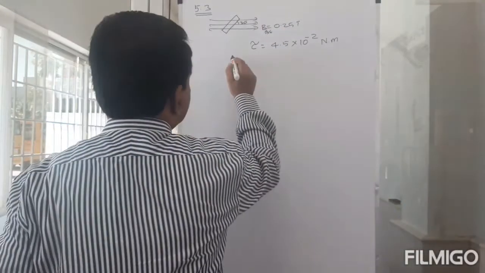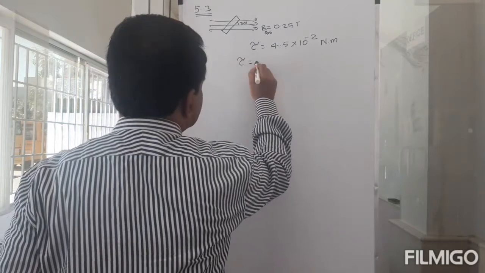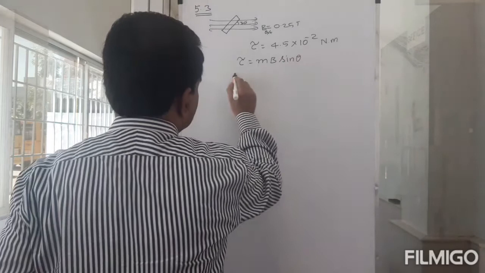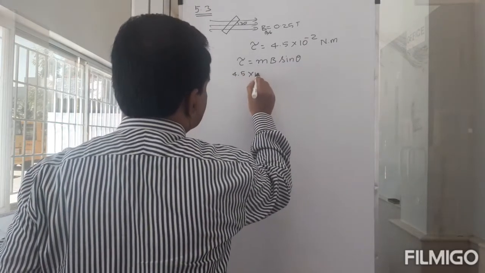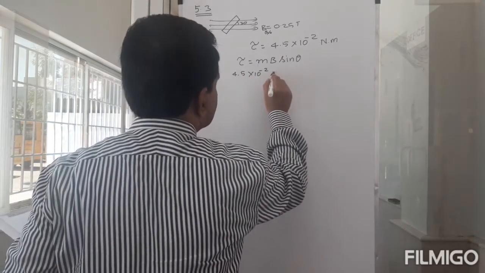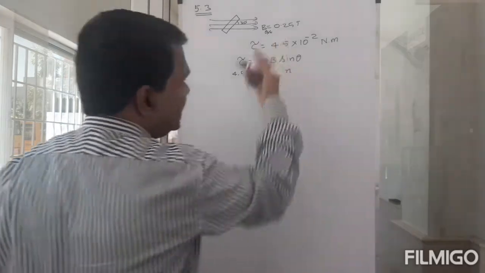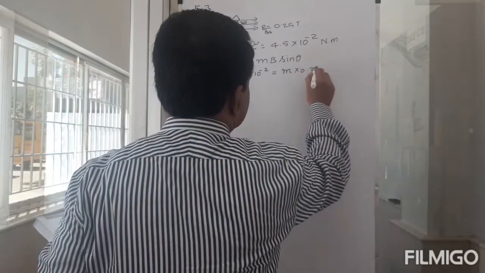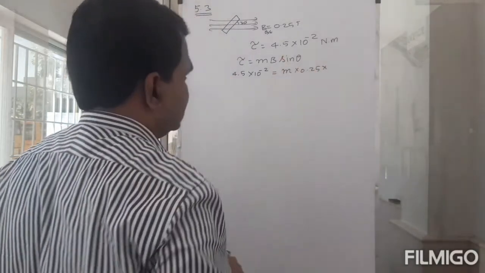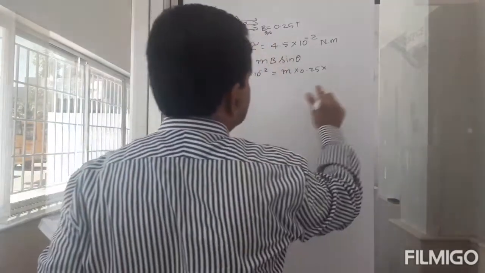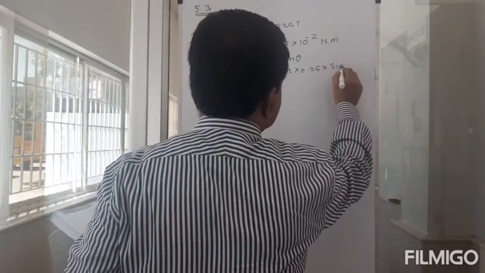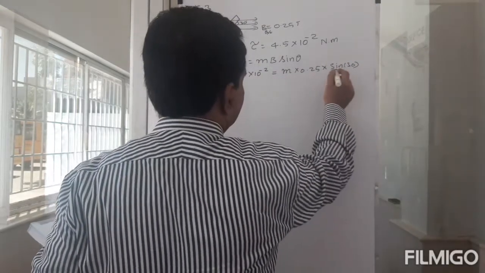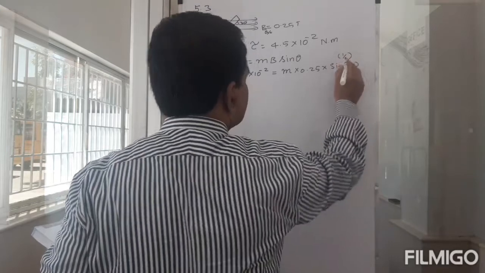That's very easy. So we know the torque is equal to m B sine theta. So this is 4.5 into 10 power minus 2, which is equal to m into B, the external magnetic field, which is 0.25 Tesla. So 0.25 into, and then sine theta is sine 30 degrees. So that is sine 30. This is going to be 1 by 2.